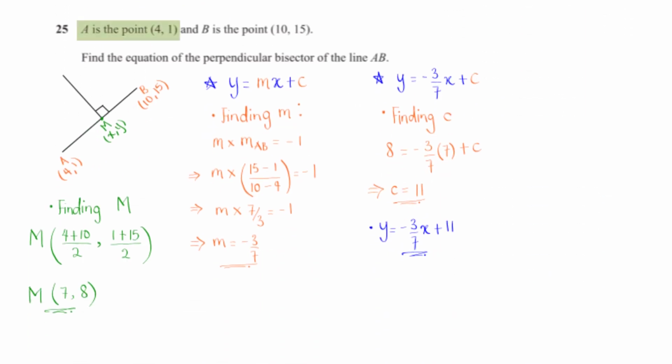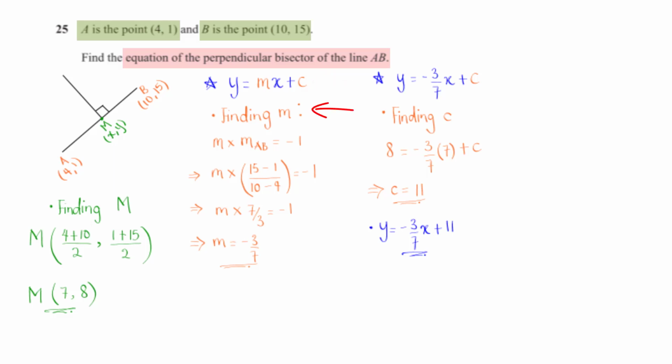A is the point (4, 1) and B is the point (10, 15). Find the equation of the perpendicular bisector of the line AB. So first off, we know that the equation of any given line can be written in the form y equals mx plus c. So our job is to now find the value of m and the value of c and slot it into the equation y equals mx plus c.